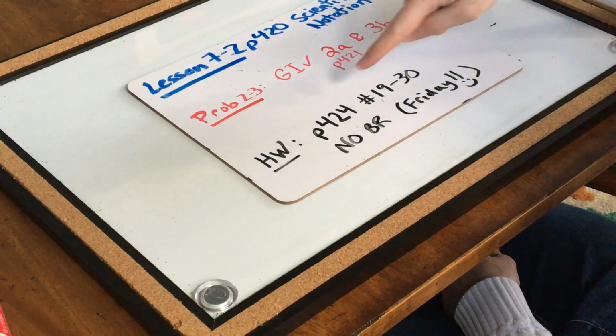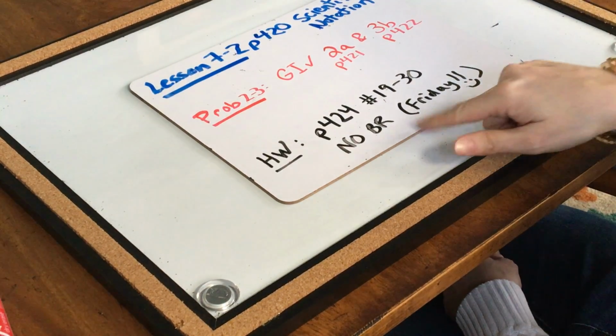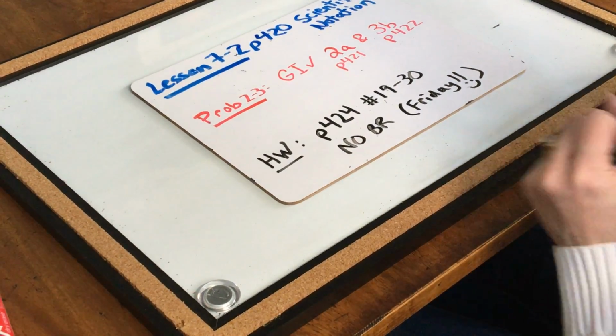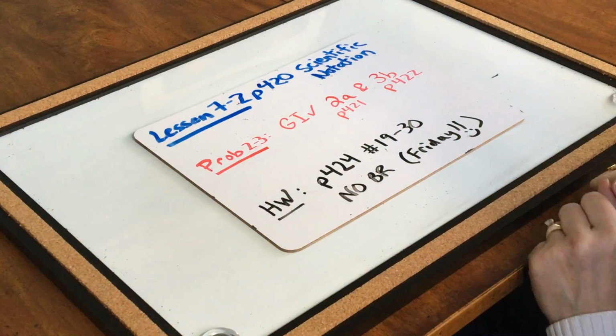Your homework for today is page 424, and it's numbers 19 to 30. There's no bell ringer today because it is Friday and we don't have bell ringers on Friday. Yay! All right, let's get started.